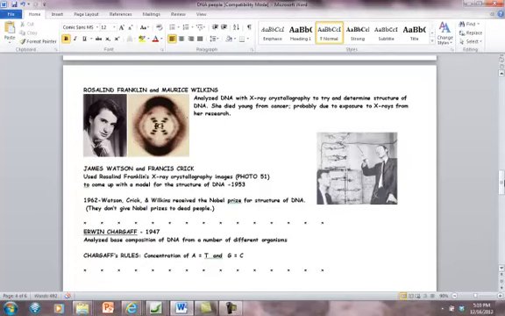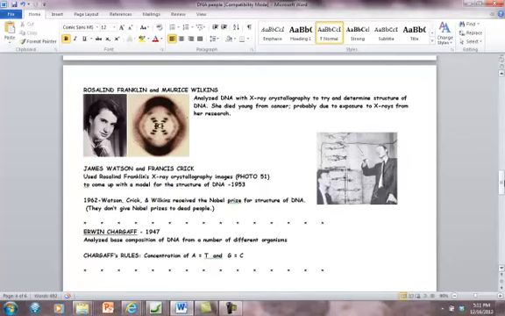But she died very young of cancer, and the Nobel Prize is not awarded to deceased people, and so she does not share the prize for figuring out the structure, even though we know her work, her research was instrumental in allowing those other gentlemen to figure that out.